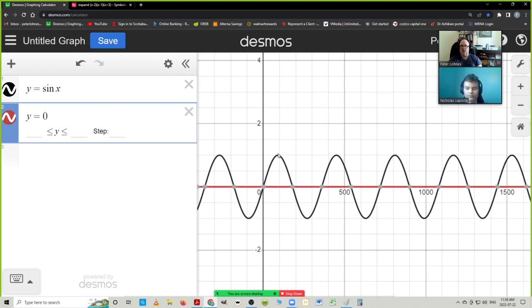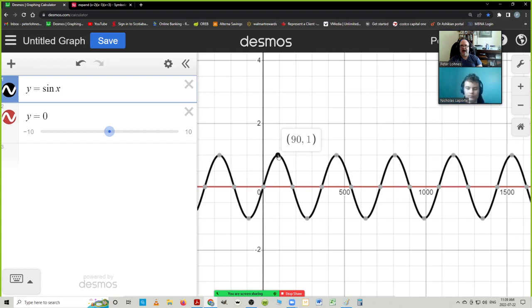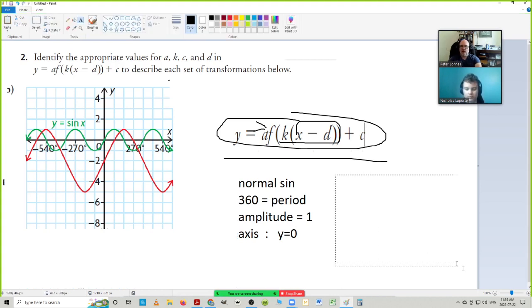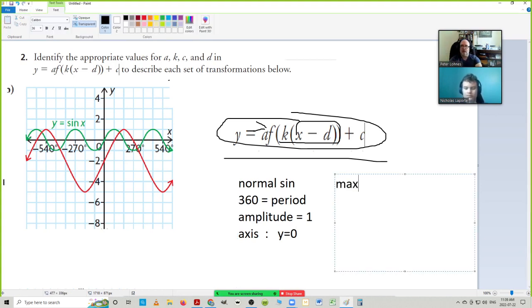What's the max value on the y-axis here? 1. What's 1 minus 0? 1 minus 0 is 1. So we determine the amplitude by taking the max and subtracting the axis. We've determined the axis is y is equal to 0. Amplitude is equal to the max y value minus the axis. In this case, it's 1 minus 0, which is 1.